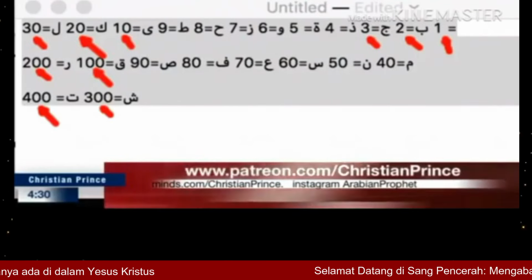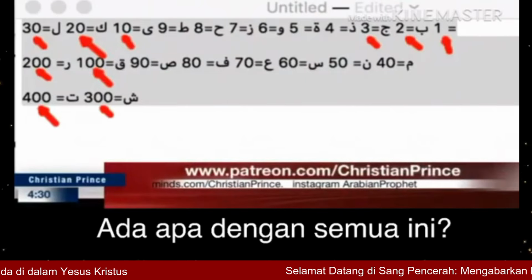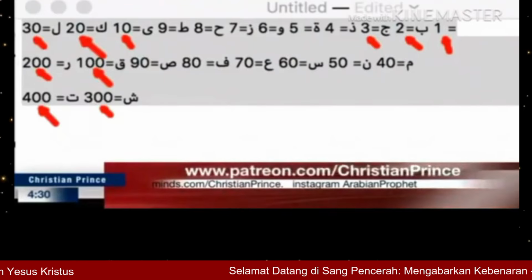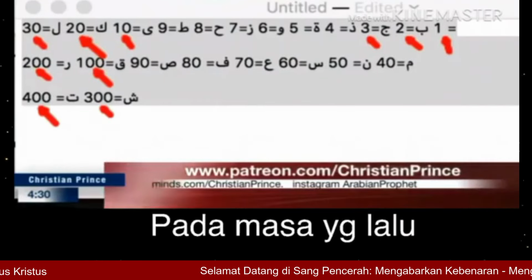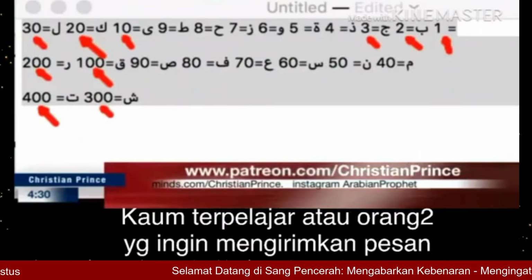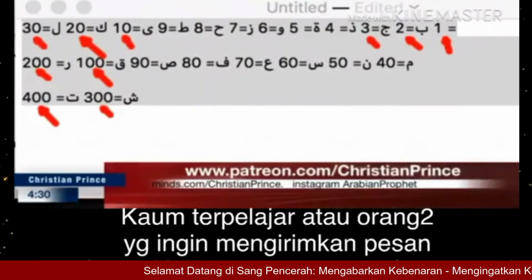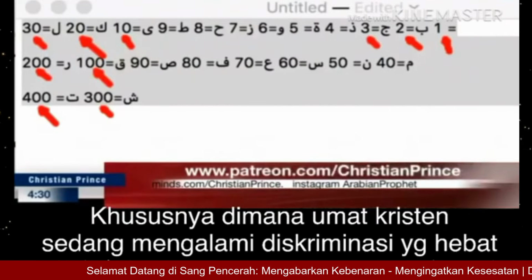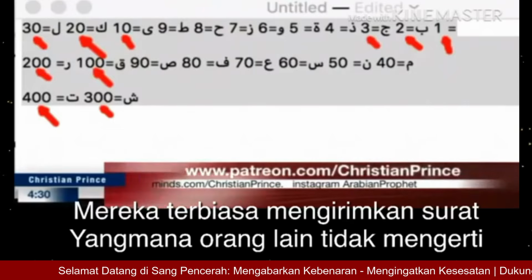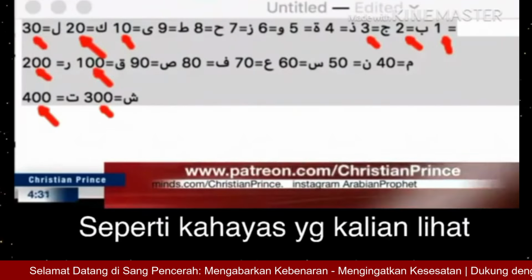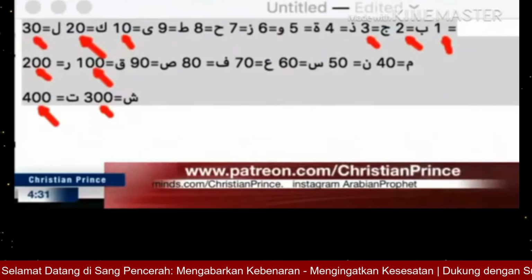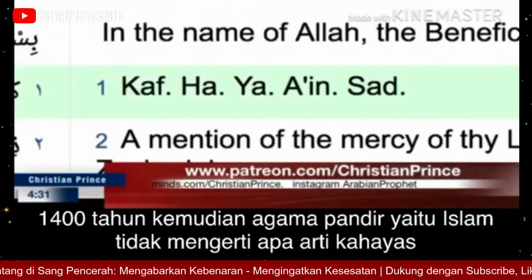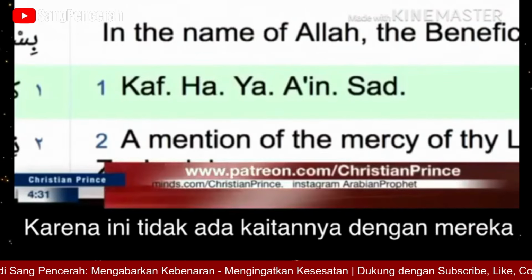All right. Now, what is this all about? It's very simple. In the old days, the scholars and those who wanted to send messages, especially during the time when Christianity was under bad discrimination, used to send letters which nobody could understand, like now, kahayas. As you see, after 1400 years, the followers of Islam cannot understand what kahayas means, because it has nothing to do with them.